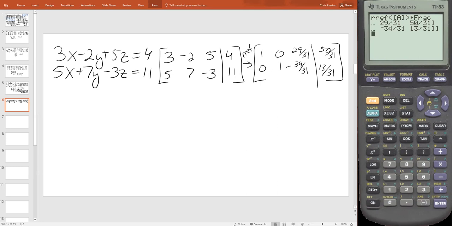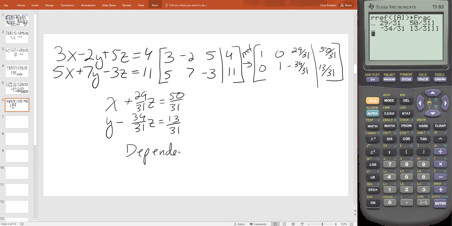So if that bottom row had been 0, 0, 0, 1, I would have said, oh, it's inconsistent. This is dependent. I know this is dependent. I'm going to translate this back: x plus 29 over 31z equals 50 over 31, y minus 34 over 31z equals 13 over 31. And like I said, there's only 2 equations. If it's not inconsistent, it has to be dependent because you don't have enough equations to get a single answer.